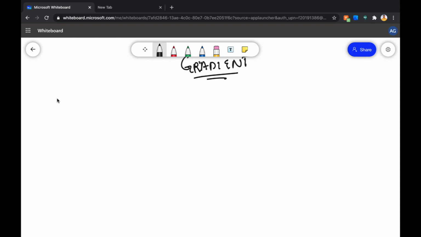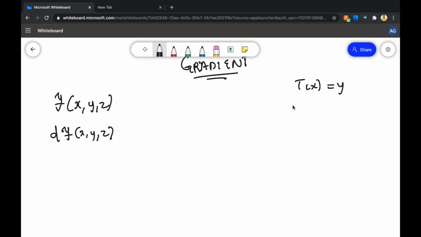Now let's consider some function f of x comma y comma z, and let's say I want a small change in f of x comma y comma z. Now what did this mean in a function of a single variable? Well, this meant nothing but dy equals f prime of x dot dx. It means the slope of the function f at point x, times dx, gave us the small change in y.